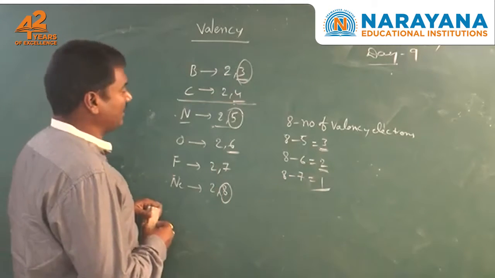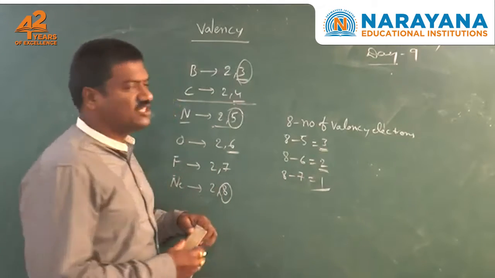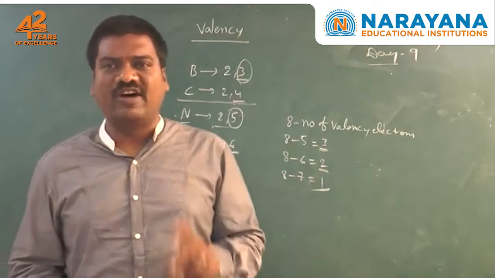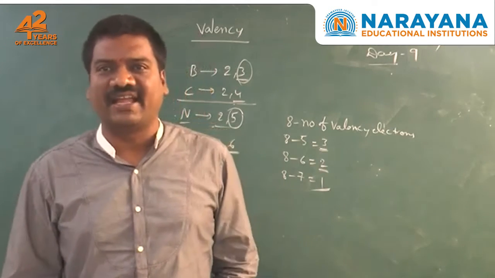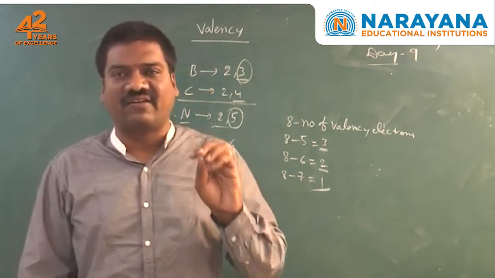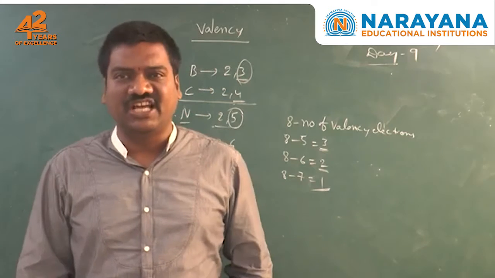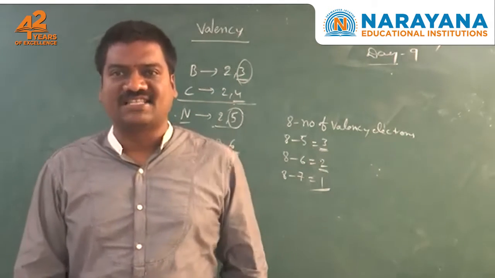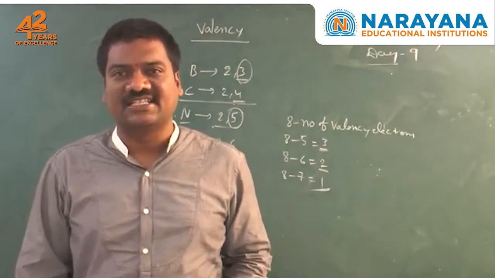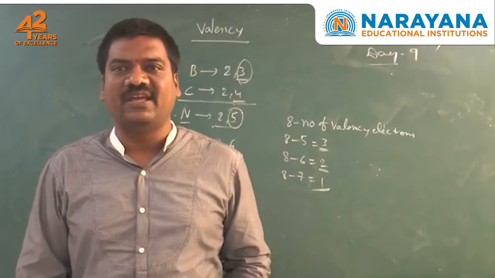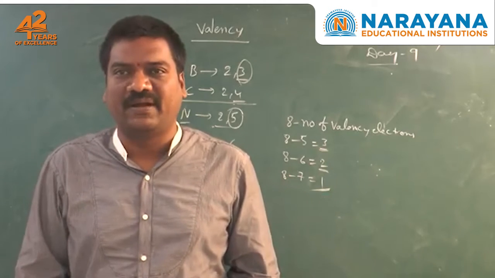Like that we can calculate the valency of a specific element. There are 2 formulas. One is simple: for whatever element you take, if up to 4 electrons are present in the valency shell, you can directly take the number of valency electrons as the valency of that specific element.